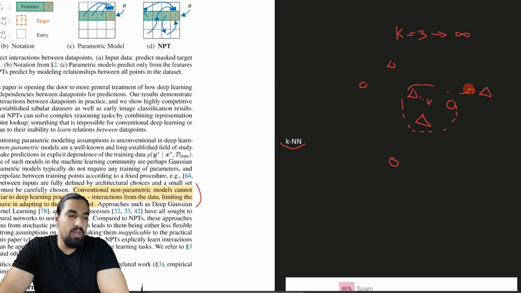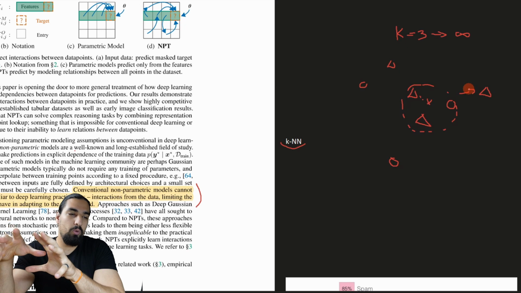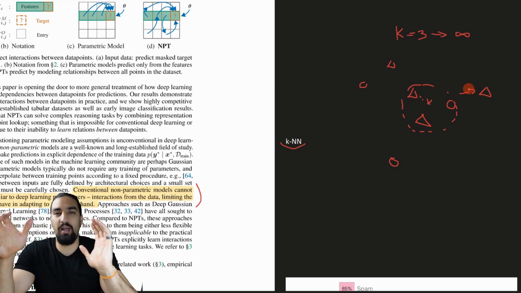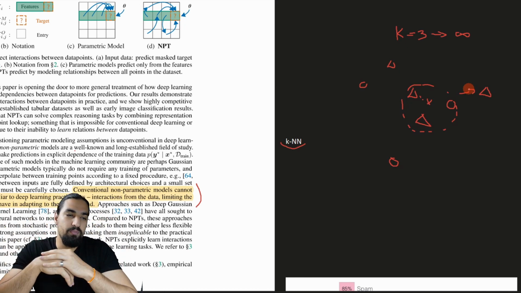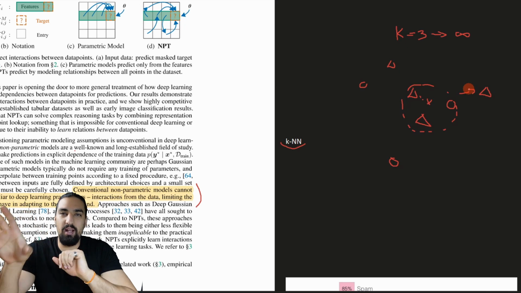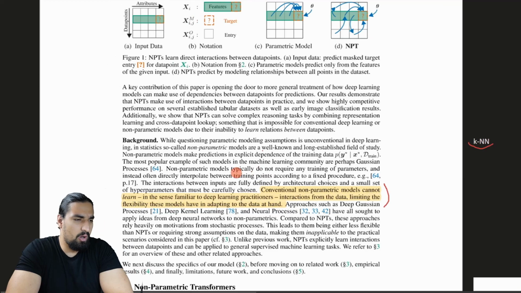Contrast that to a neural network, where no matter the number of data points, the size of your dataset, you'll have a pre-specified architecture whose parameters won't change, and the inference time won't change, because you always have to pass a single data point or a batch through the neural network. That's the difference between parametric and non-parametric. And now we'll see how the model actually works.